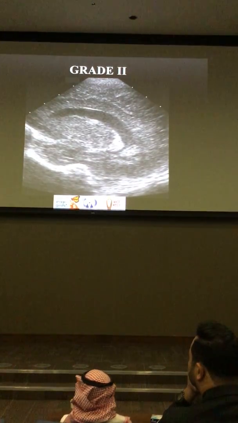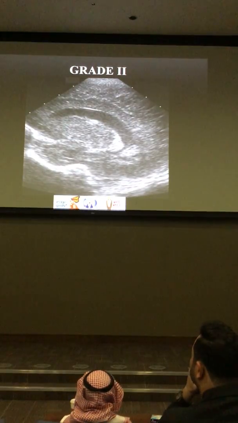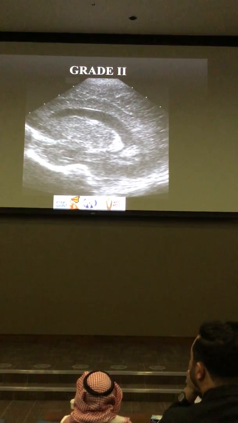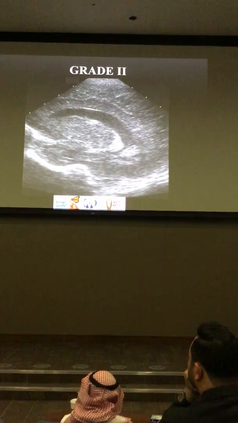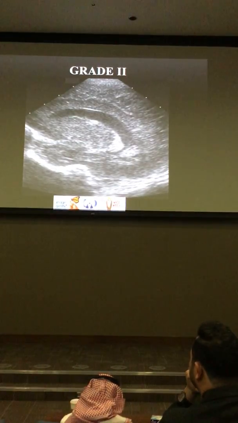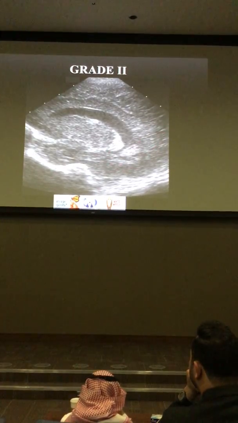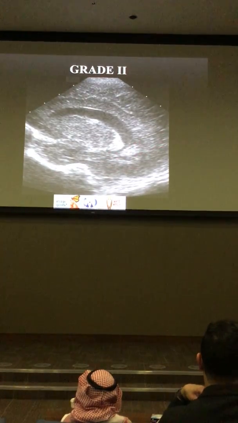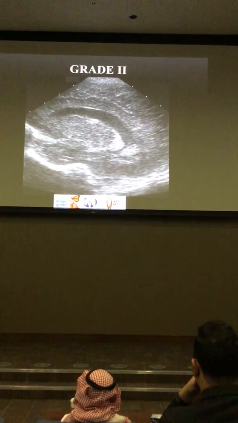I can tell you from my experience as a pediatric radiologist, having seen thousands of neonatal ultrasounds, grade 2 is the most difficult to diagnose. And there's sometimes an overlap between grade 2 and grade 3, right? Yes. If you have a clear clot, that's easy. Piece of cake, there's a hemorrhage, no problem.